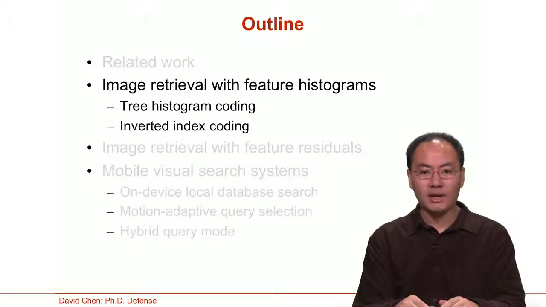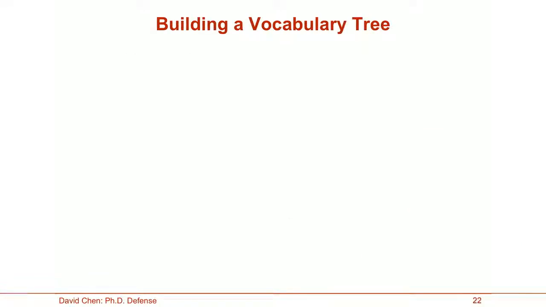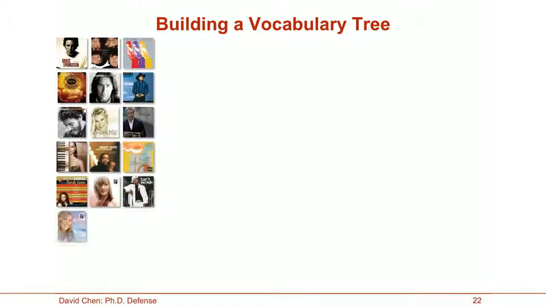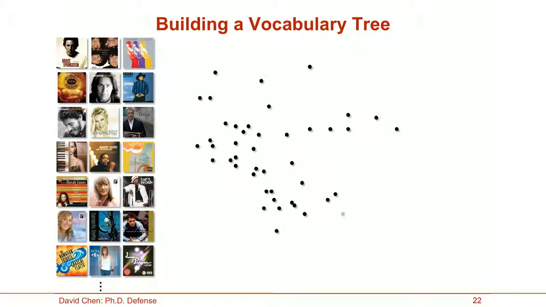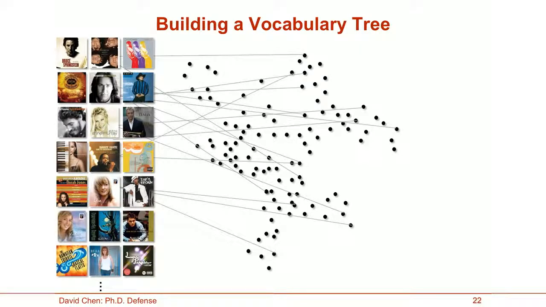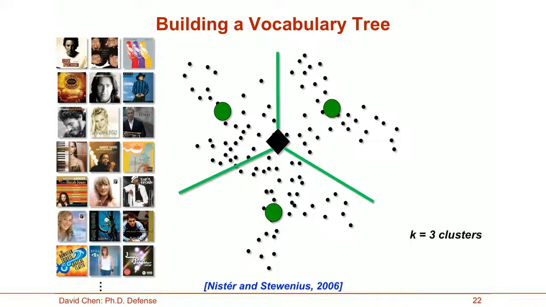I'll also show how we can compactly store a large database in memory using two different methods called tree histogram coding and inverted index coding. To begin, we will build a tree-structured vector quantizer, commonly called a vocabulary tree in computer vision. We'll take a set of images and extract their local image features. These features are shown as 2D points here for illustration purposes, but actually we should think of them as high-dimensional vectors. To partition this feature space, we will perform hierarchical k-means clustering.